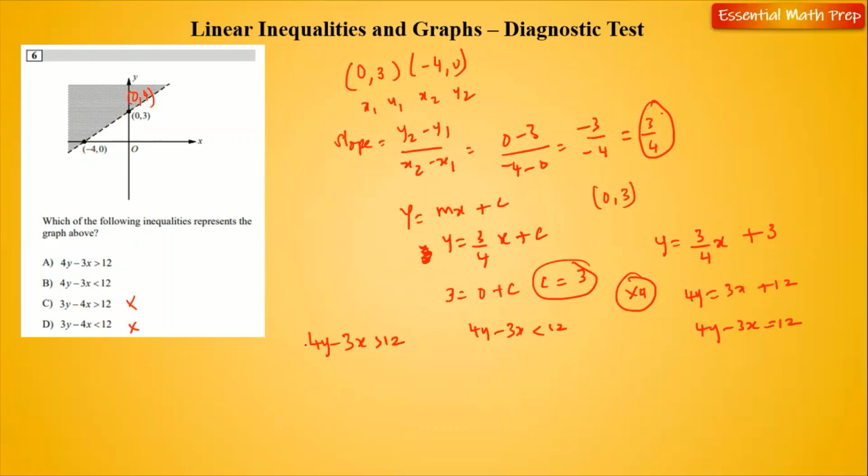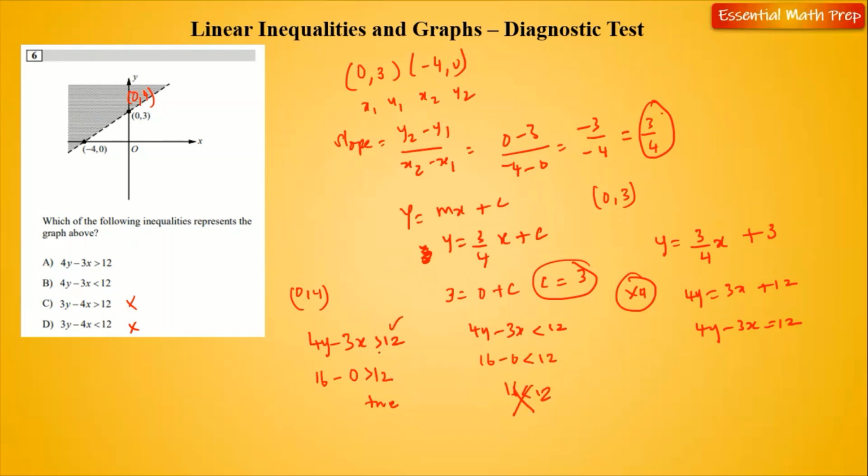So if you pick (0, 4) to determine whether the statement is true for this or this, then y is 4, so 16 minus 0 is greater than 12. That's a true statement. Let's apply the same here: 16 minus 0 is less than 12? 16 is not less than 12. And so it's greater than 12.